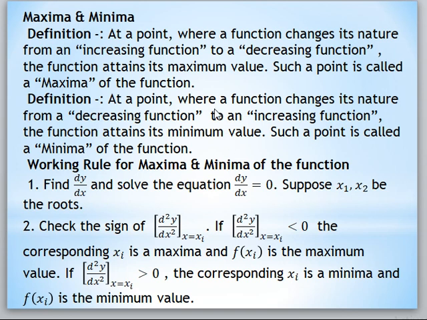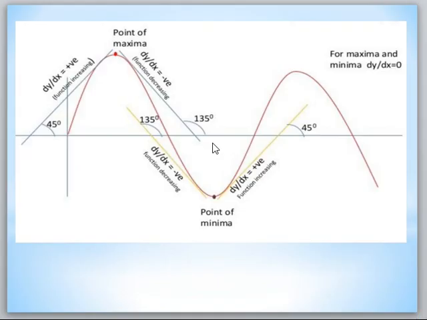At a point where a function changes its nature from an increasing function to a decreasing function, the function attains its maximum value. And at a point where a function changes its nature from a decreasing function to an increasing function, the function attains its minimum value. So what this definition says, in order to understand, let us look at a picture.